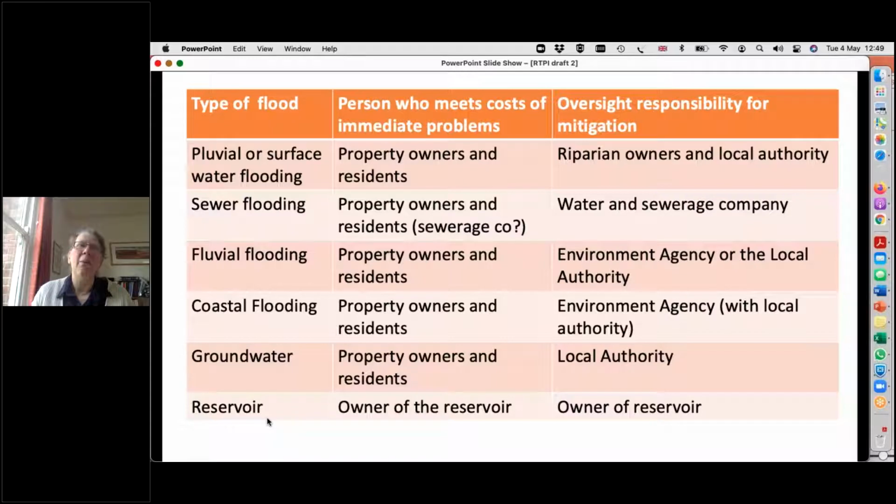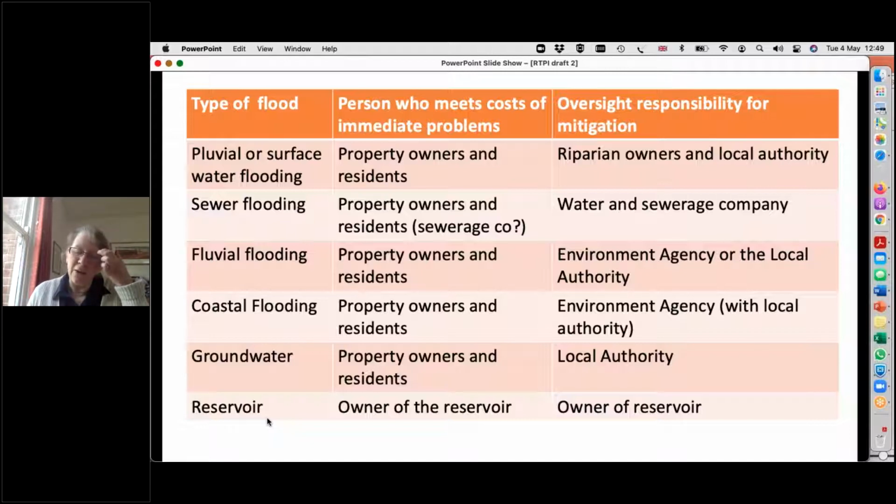And the key point about all these different types of flooding is that it's a different agency in each case. If you've got pluvial flooding, it's the riparian owners, the people who live on each side of a river, and the local authority. If it's sewer flooding, it's the sewage company. If it's river flooding, it's the Environment Agency, or it might be the local authority, depending on the designation of the river, and so on.